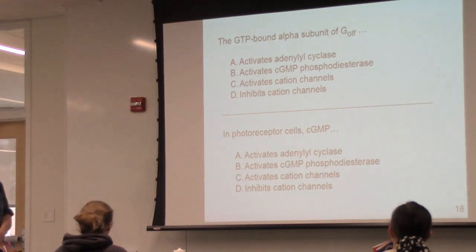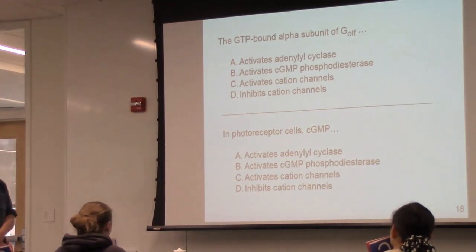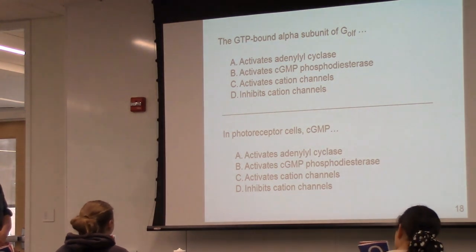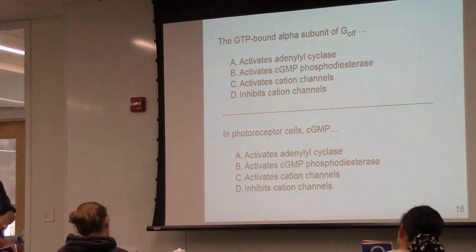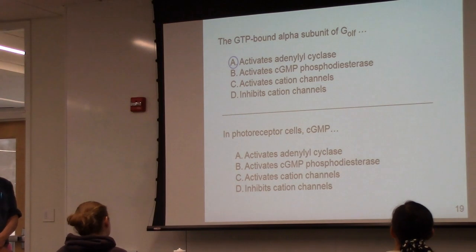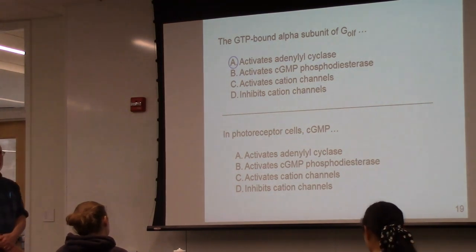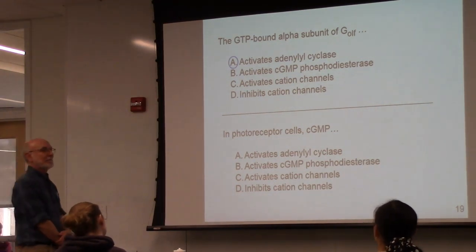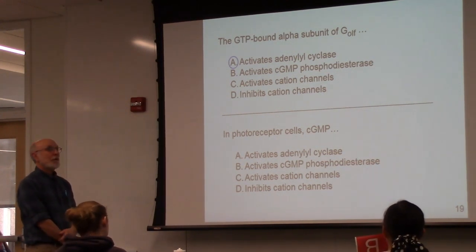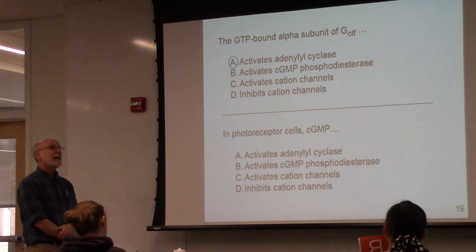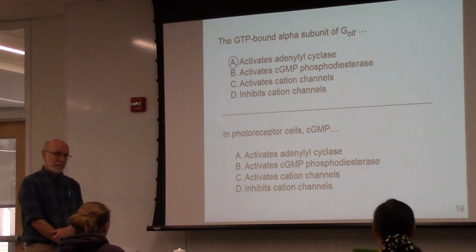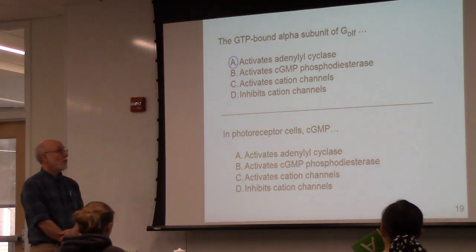Let's just do a few more. I don't want to torture you with these, but let's do them together. The GTP-bound alpha subunit of G-olf activates adenylate cyclase. So that was in your brains because we just talked about it. In photoreceptor cells, cyclic GMP, which is cut by the phosphodiesterase, does what?